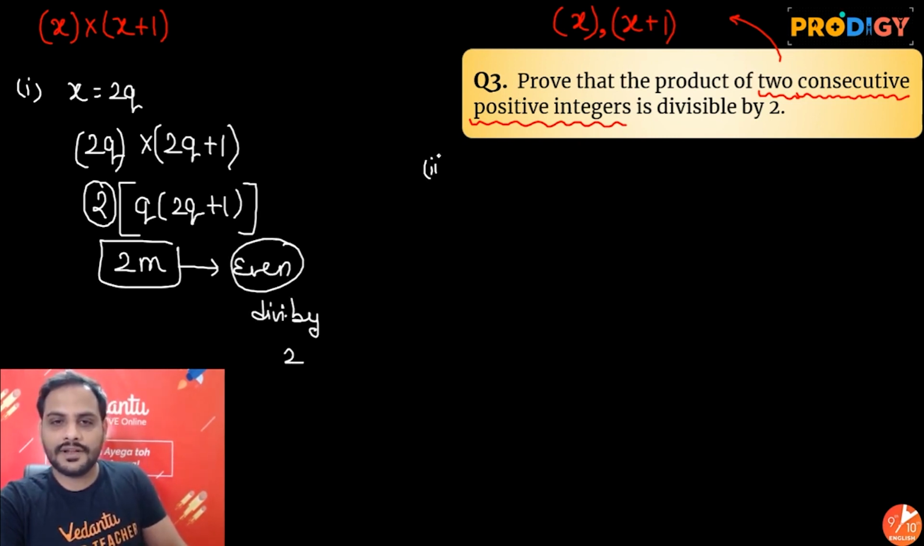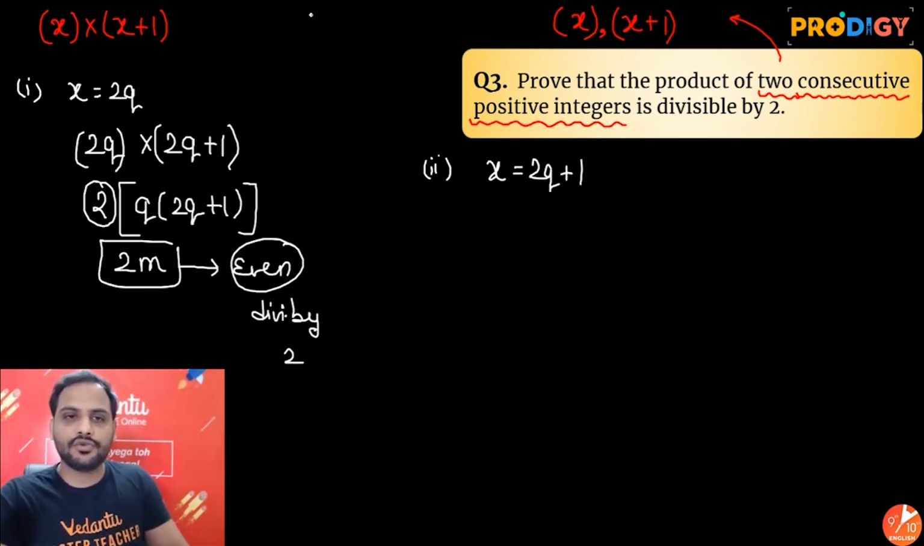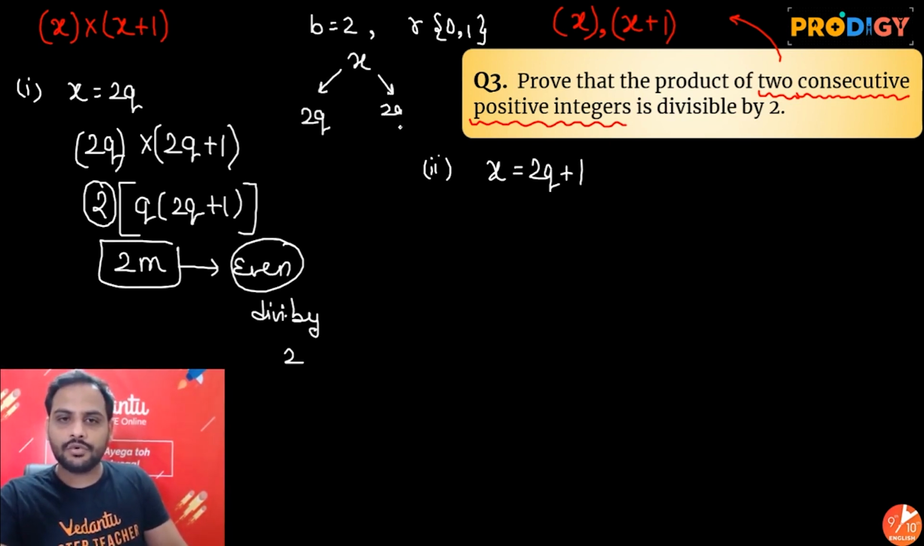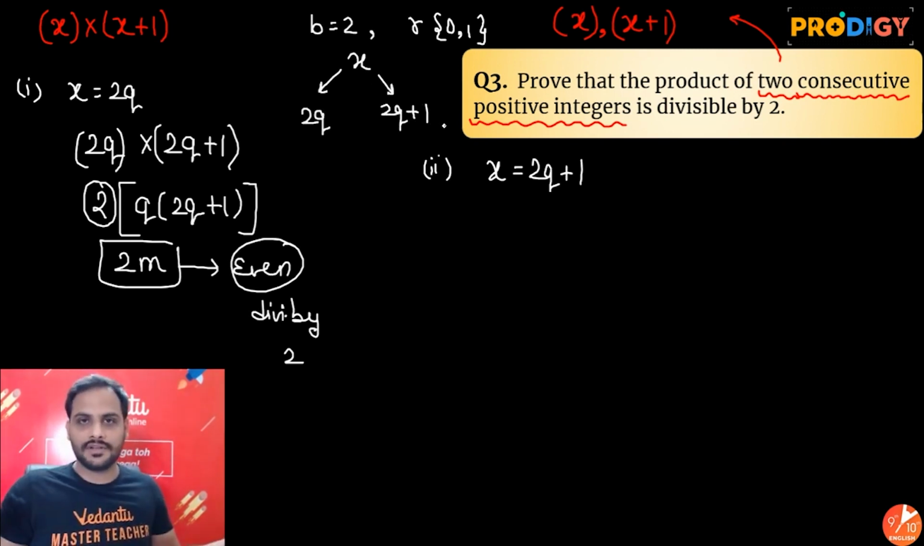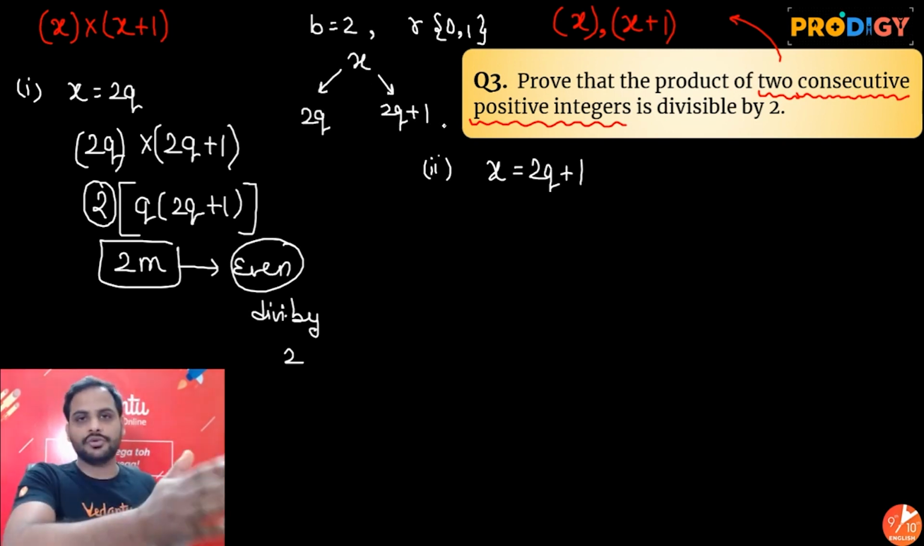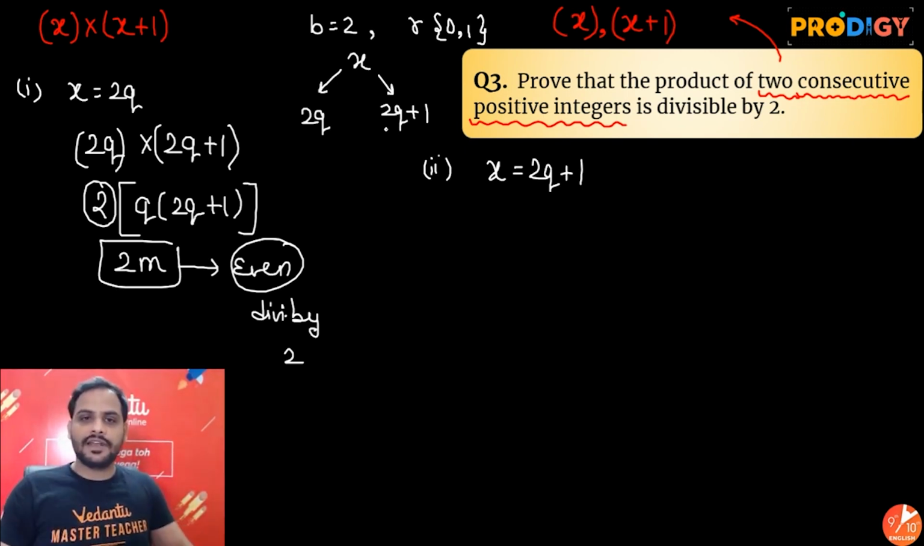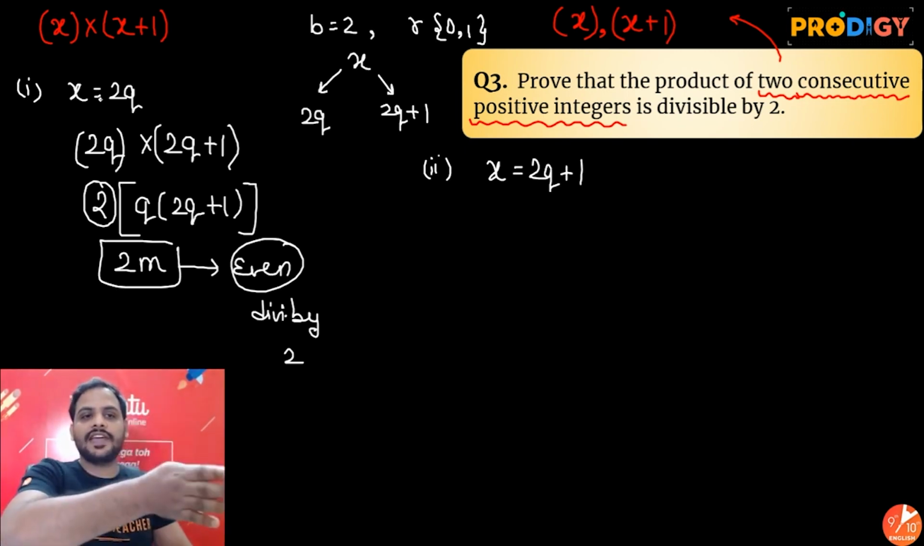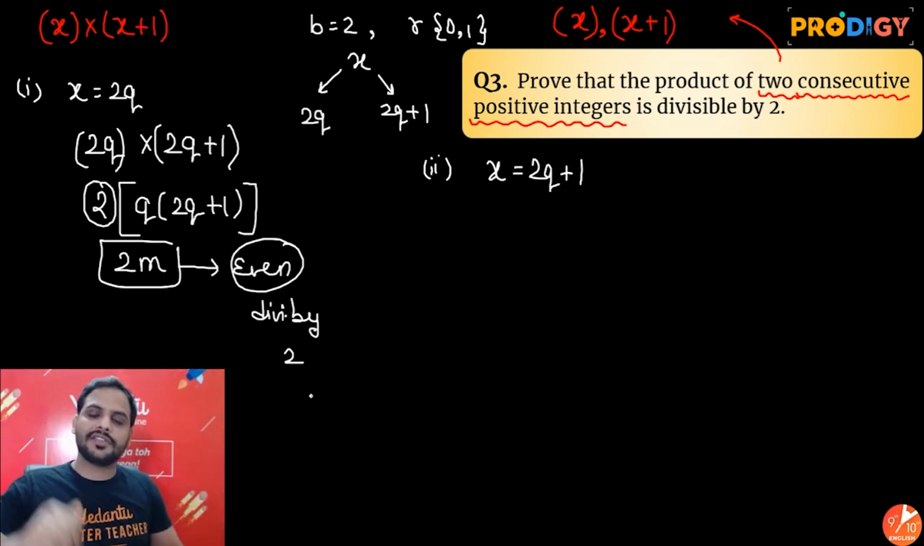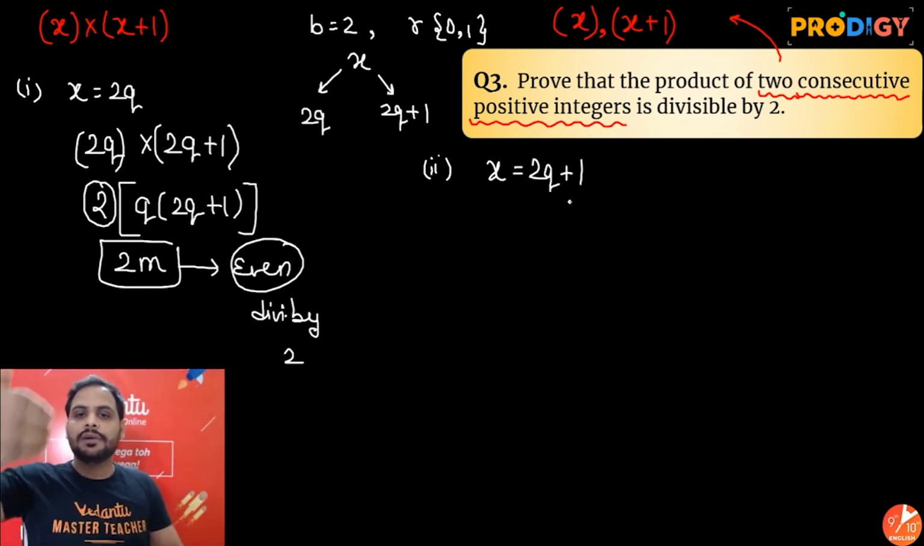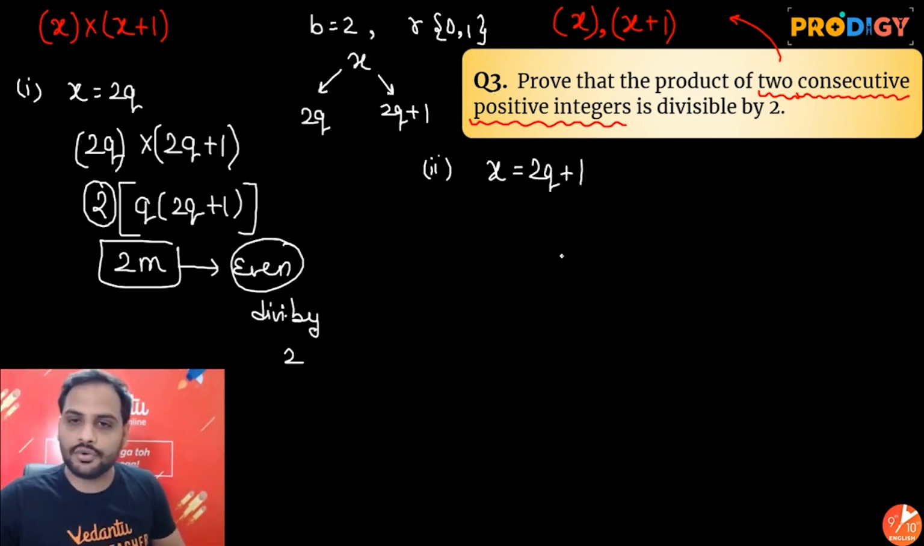Case 2, let's take x as 2q plus 1. Obviously, if I choose my divisor as 2, the values of remainder will be either 0 or 1. So I know all numbers can be represented as either 2q or 2q plus 1. There is no other choice. So x can be either in the form of 2q or in the form of 2q plus 1. So I have checked that when x is in the form of 2q, the product is an even number, which means divisible by 2. Now let's check what happens if x is in the form of 2q plus 1.